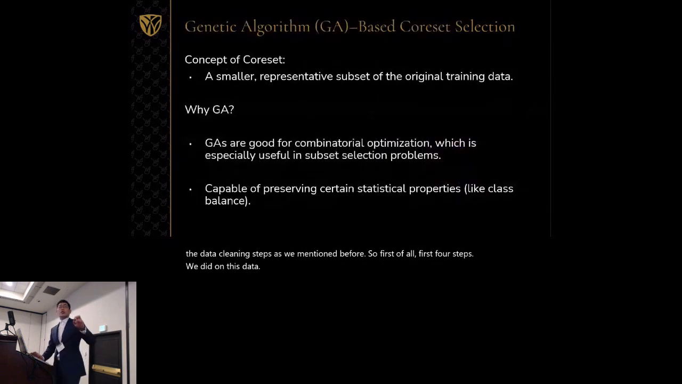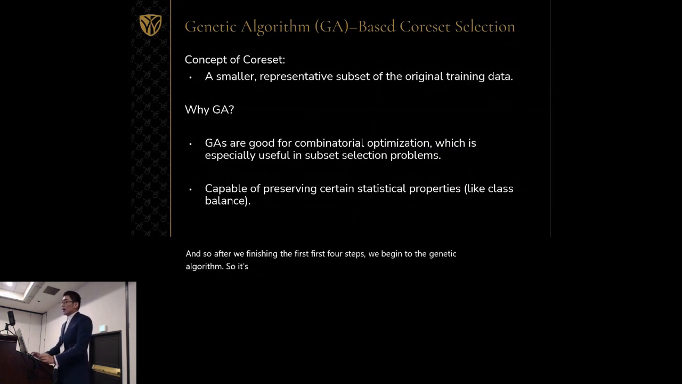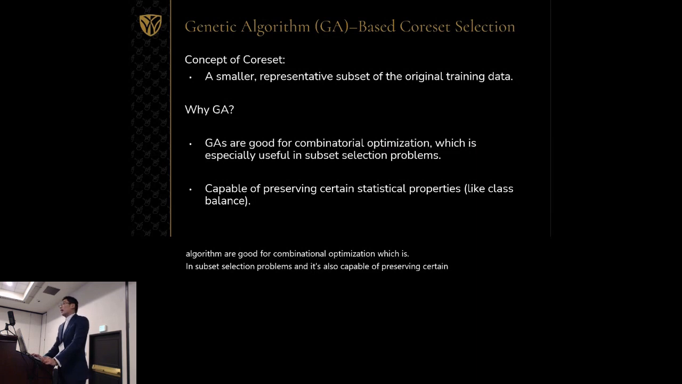After we finish the first 4 steps, we begin the genetic algorithm, a GA-based core set selection algorithm. So what is a core set? A core set is a smaller representative subset of the original training data. So why do we use the genetic algorithm for this? Because genetic algorithms are good for combinatorial optimization, which is especially useful in subset selection problems. And it's also capable of preserving certain statistical properties like class balance.